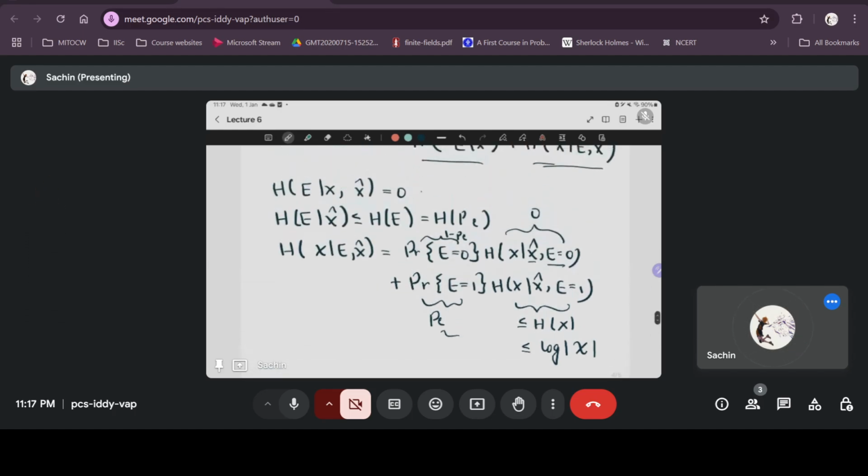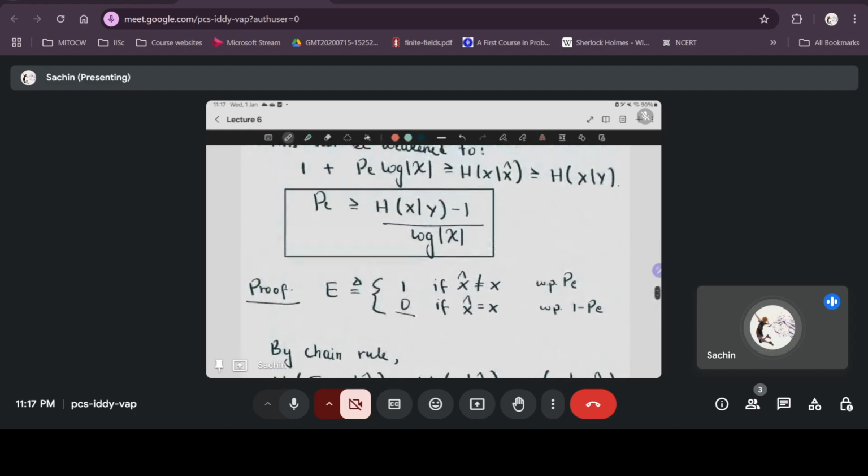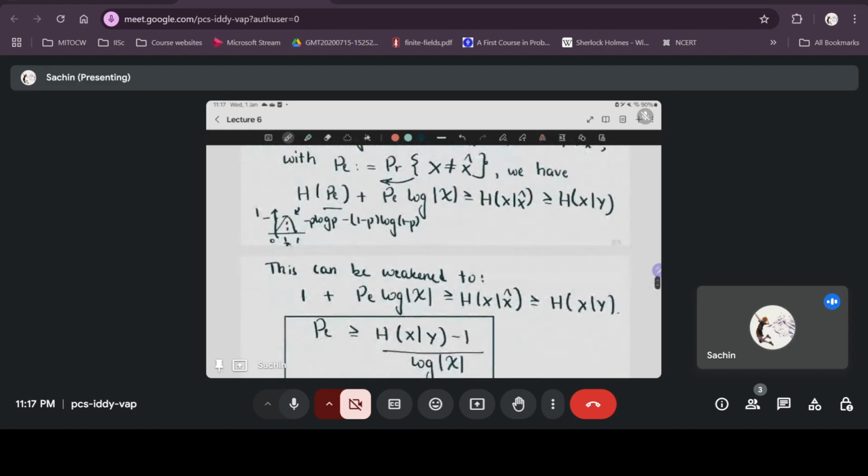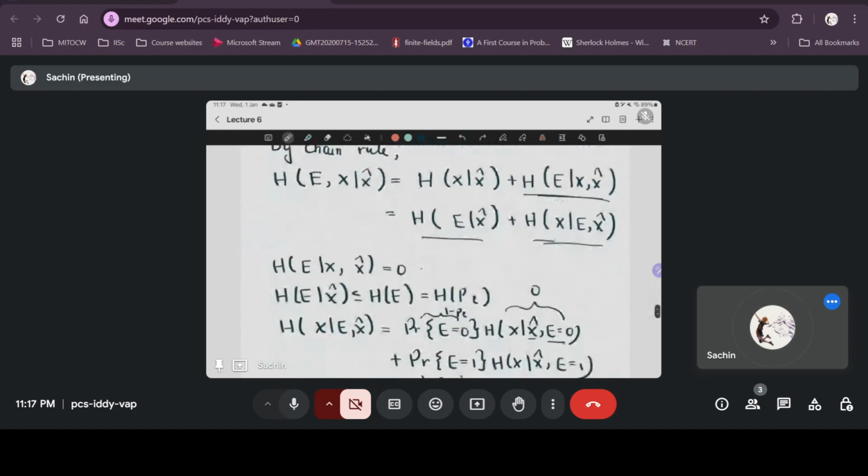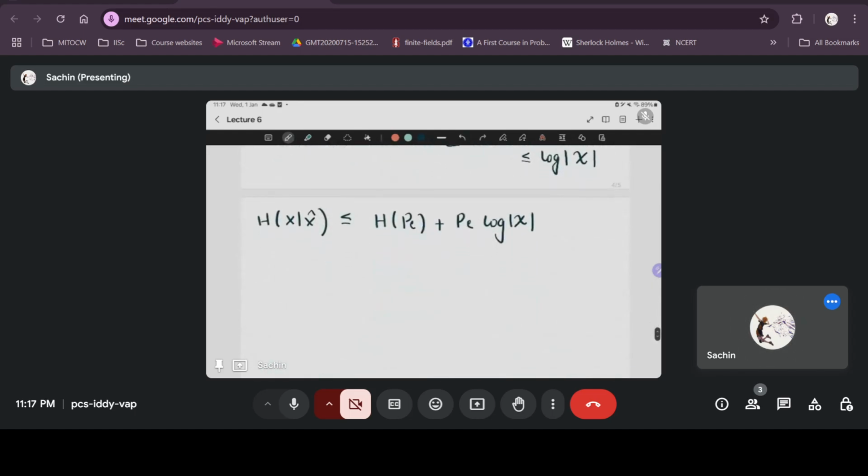Okay, so that gave us this part. Now we still have this part left. Why is that greater than or equal to H(X given Y)? For that, use the data processing inequality.